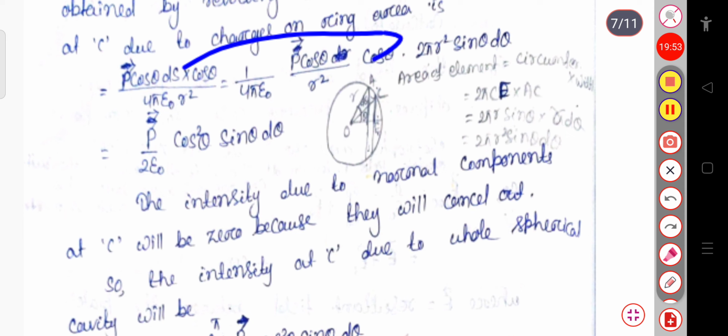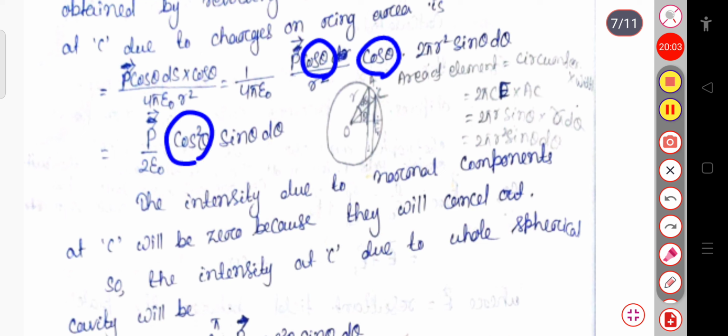This is so simple. Simply substituting the value, cos theta into cos theta will be cos square theta, and this will be p divided by... this 2 pi will get cancelled with this 4 pi and the remaining will be 2. Here is the epsilon, and the sin theta d theta term remains as it is.